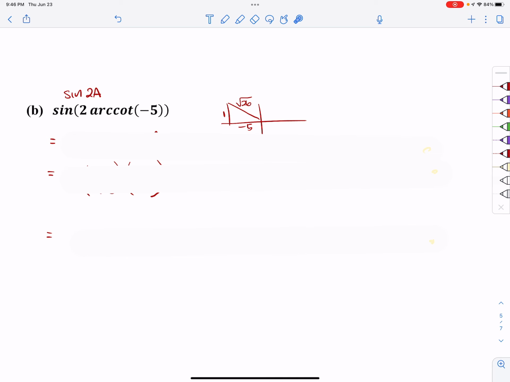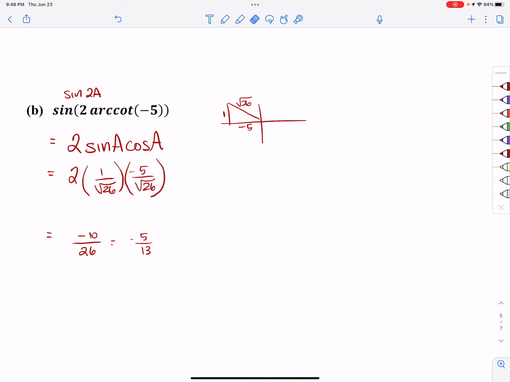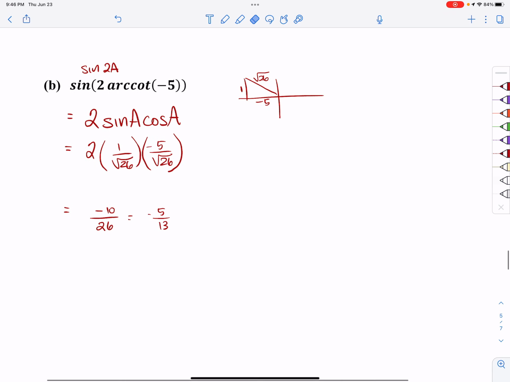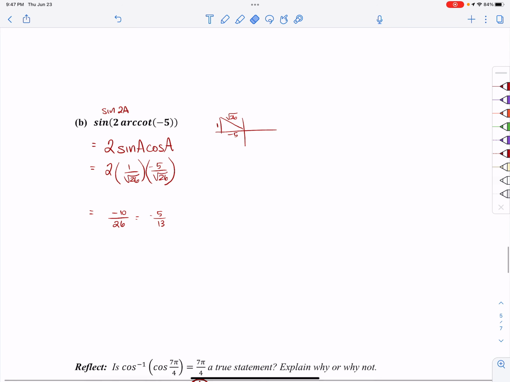All right, so now let's plug in our double angle formula. Our double angle formula is 2 times the sine of my angle times the cosine of my angle. And so now I'm going to use my picture to plug, and then I'm just going to chug and multiply my 3 fractions together, and I'll get -10 over 26, which reduces then to -5 over 13.